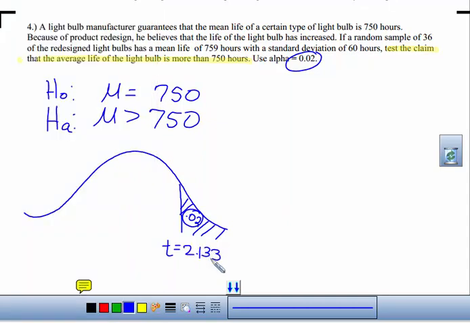Now, what that means is if my test statistic is greater than 2.133, I'm going to reject the null hypothesis. If it's anything less than 2.133, then I'll fail to reject the null hypothesis. Okay, so let's find the test statistic. Again, I'm going to use my calculator for this.